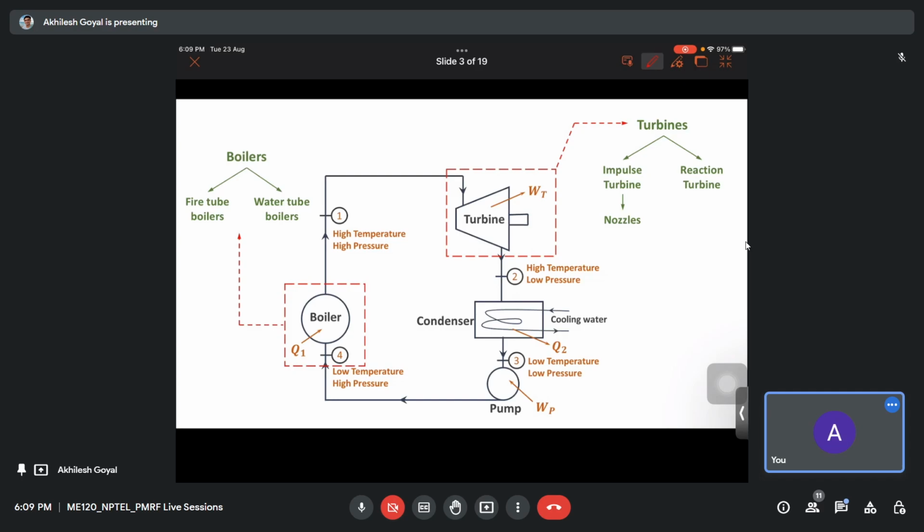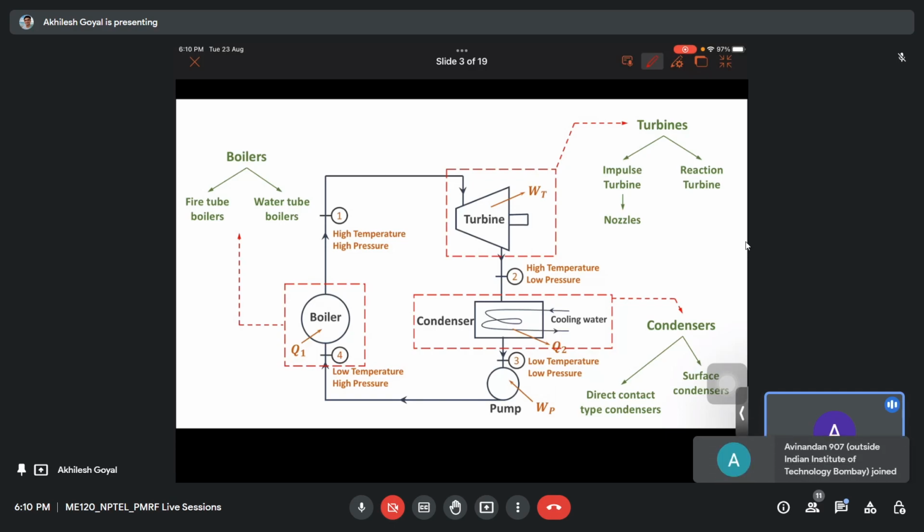Also, the other component is the boiler. Boilers are also of two different types. One is fire tube boilers. The second is water tube boilers. We will look at these two as well, and then comes the condenser. We will talk about the direct contact type condenser and the surface condenser as well in this session.